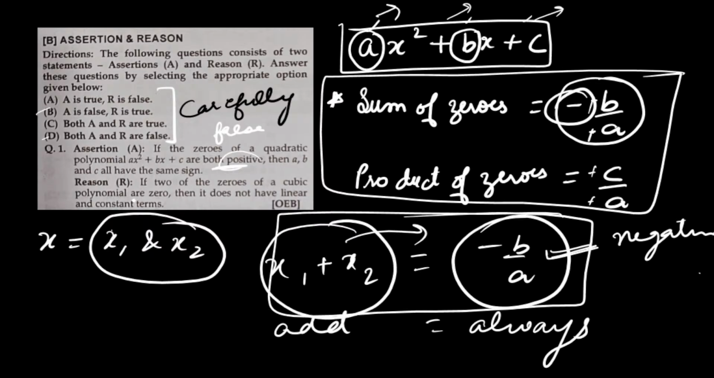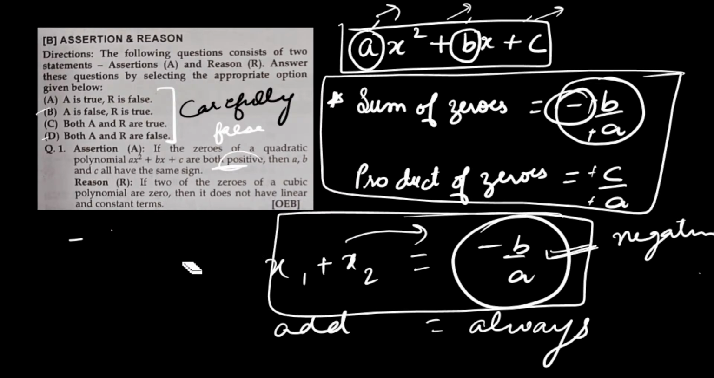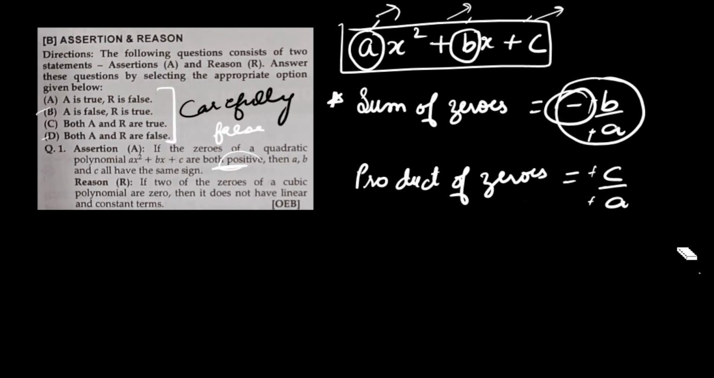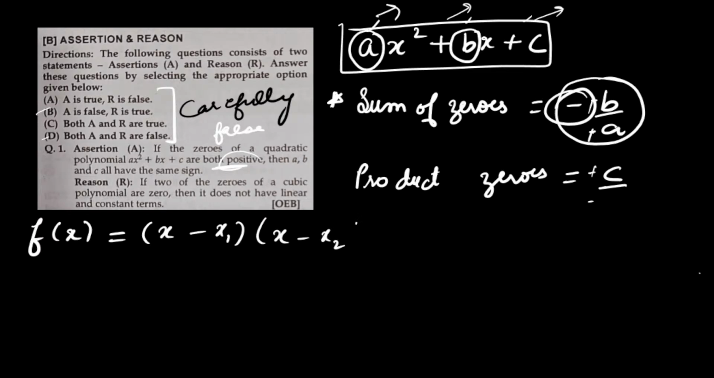If two of the zeros of a cubic polynomial are zero, then it will not have a constant. So that also we can check. I've already told you a way of writing the polynomials. So polynomials we write like this: f(x) is equal to its factors. How do we write? (x minus x1), then (x minus x2), then (x minus x3).